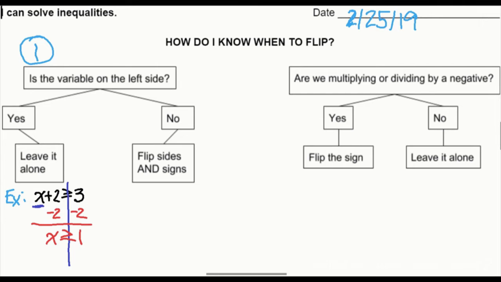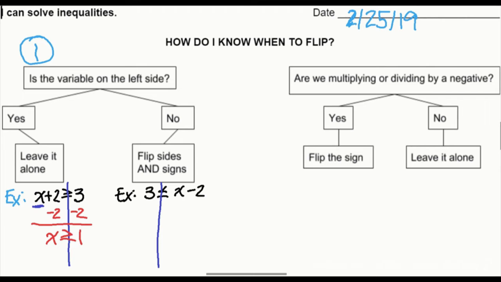If your answer to the question, is the variable on the left side, is no, then that means you need to flip the sides and the signs. If we had an example like 3 is less than or equal to x minus 2, we have our left side and our right side. Is the variable on the left side? No, it is on the right side. So what do we need to do? We need to flip the sides and the signs.